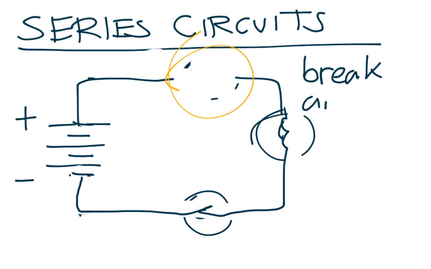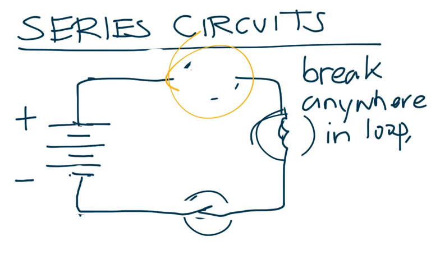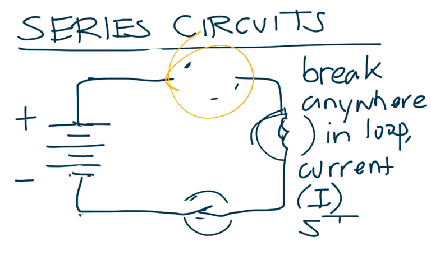Break anywhere in the loop. Current, which of course is I, stops.